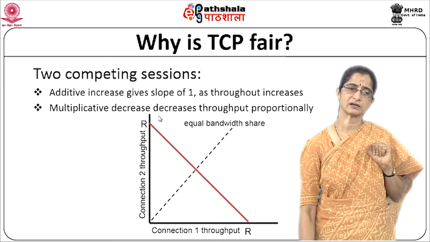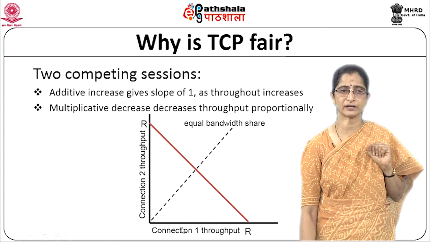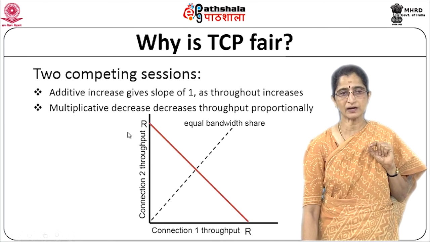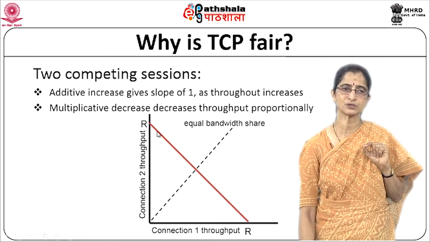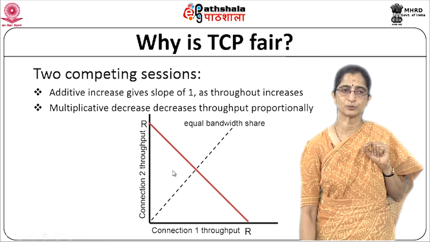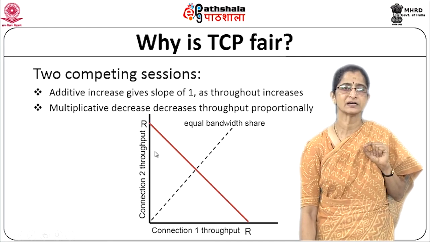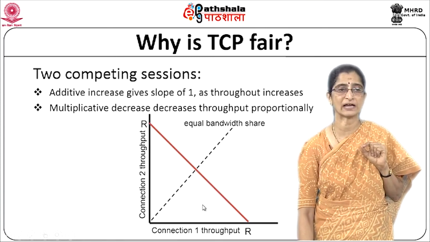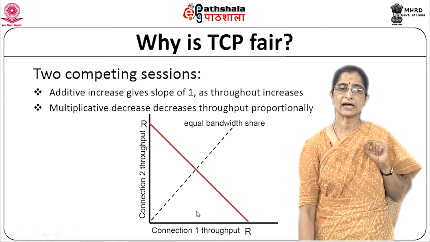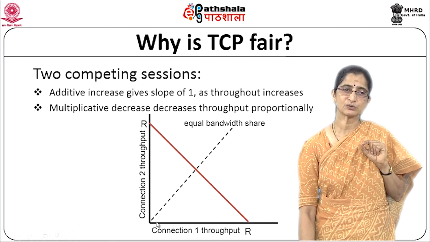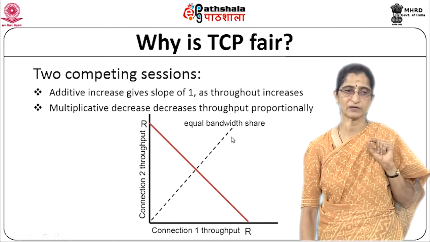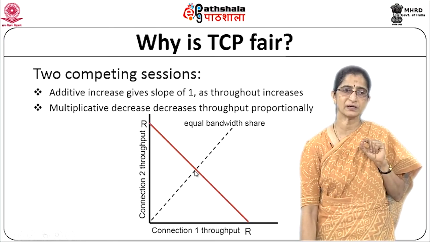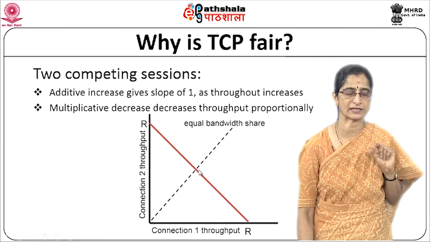If you look at this graph, you can see this is just plotting connection 1's throughput versus connection 2's throughput. Now, R is your maximum capacity that is available. So, obviously, if one gets a higher throughput, 2 will have a lower throughput, and you are going to be somewhere within this area. This dotted line in between tells you that both of them have equal bandwidth share. The ideal position in which they should be will be at the intersection of these two lines.